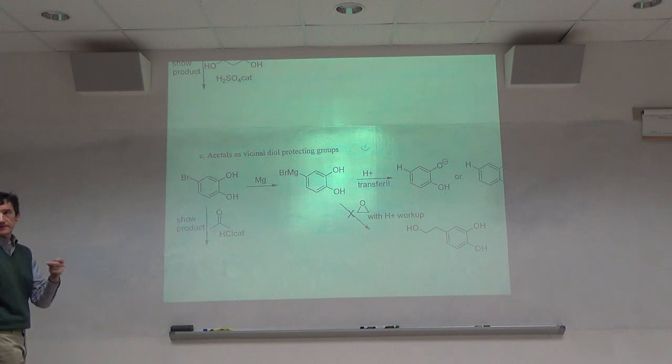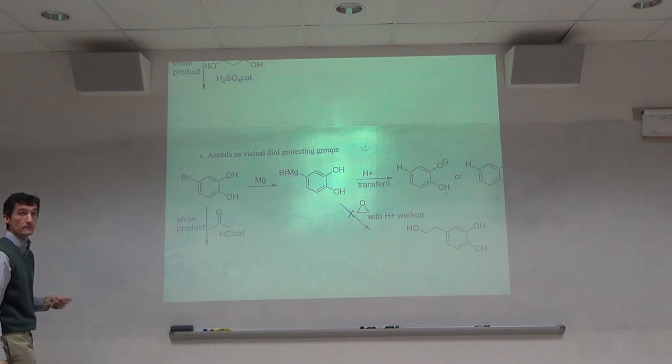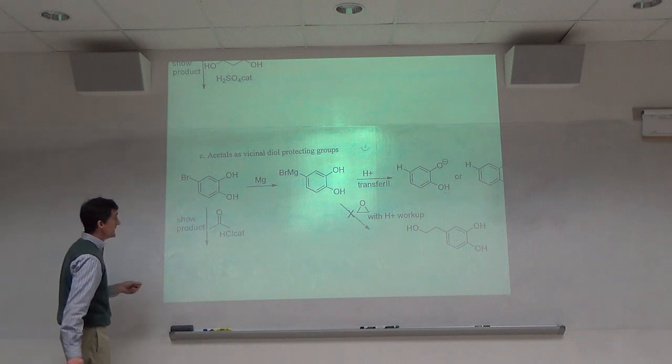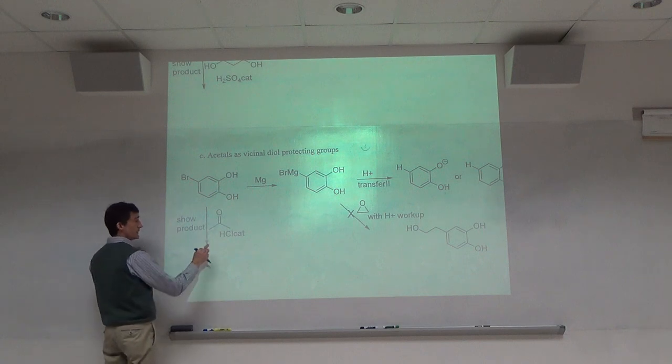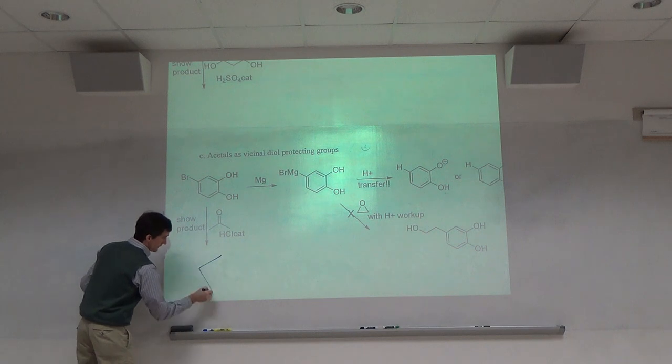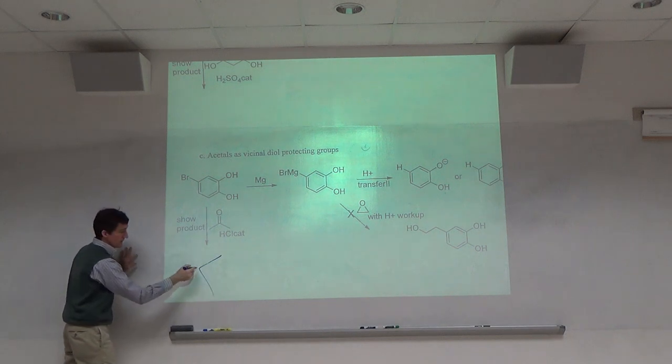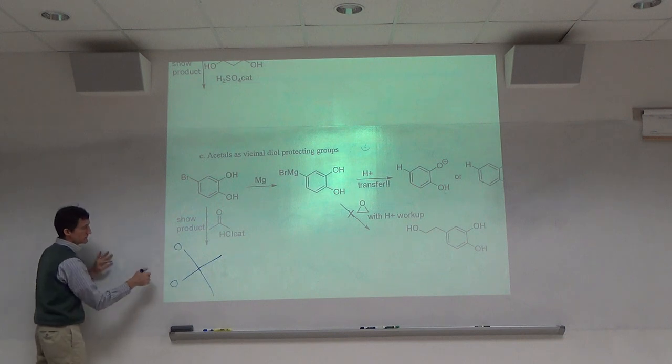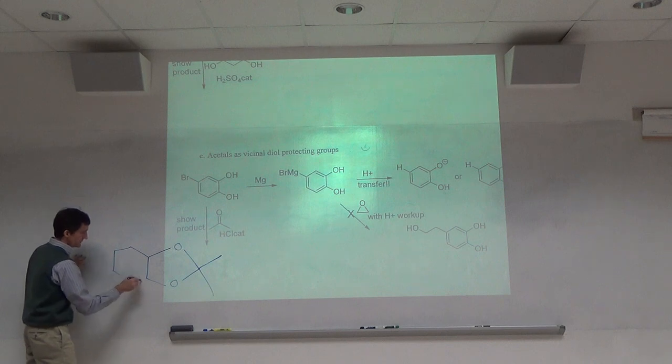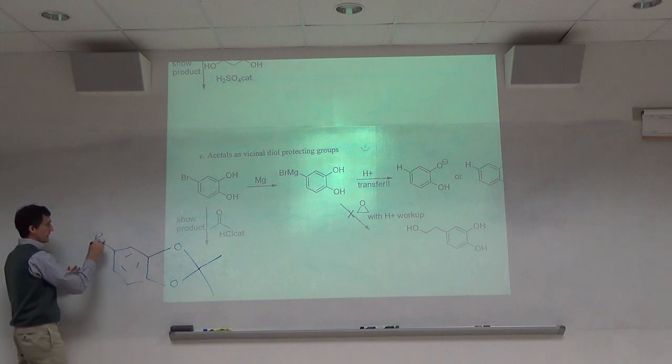What do you get when you react a diol and an aldehyde or ketone? Acetone, right? It's acetal chemistry, okay? What's the acetal going to look like? We're going to end up with two oxygens on this carbon instead of water. Here's the carbon. Here's the two oxygens. What are they bonded to? Well, they're bonded to this ring, right?